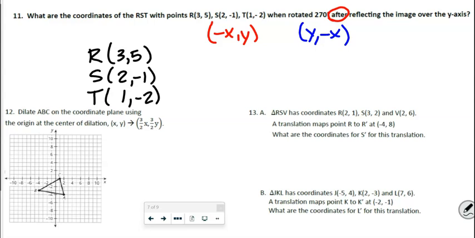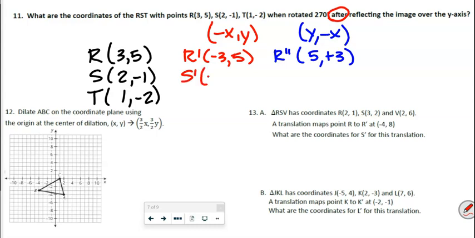Okay, so we're going to apply these rules. So the rule for R prime is going to be, we just change the sign of that x, right? So that's going to be negative 3 comma 5. Then when we apply the next rule, we're going to flip them. So it's going to be 5 comma negative 3, and then we're going to change that sign, okay? So that's going to end up being positive. So we're going to do this for all of them. So S prime, again, this would be negative 2, negative 1, right? And then when we flip it, R double prime, or sorry, S double prime. Wow, look at me.